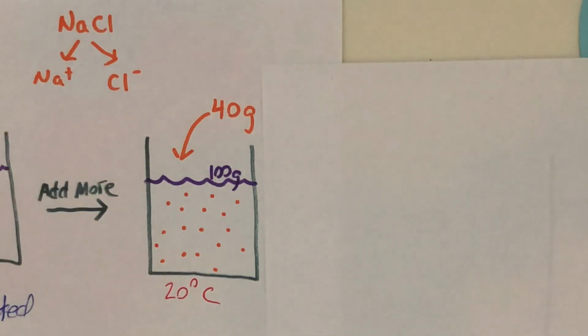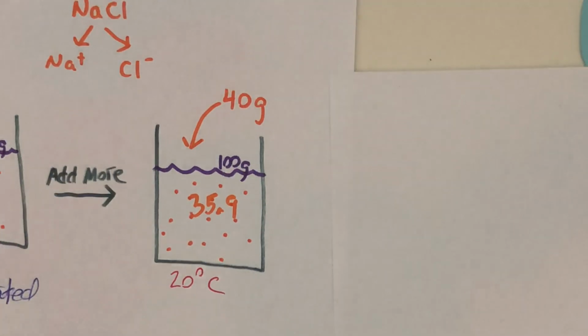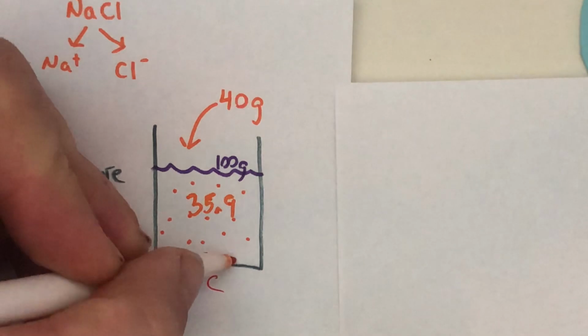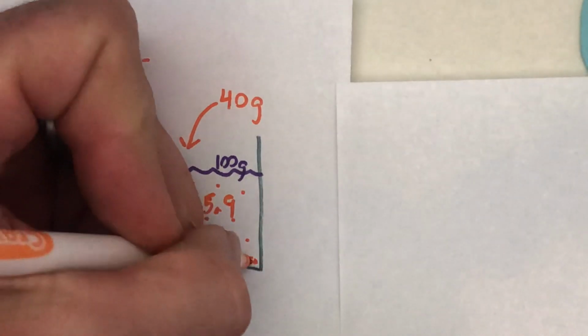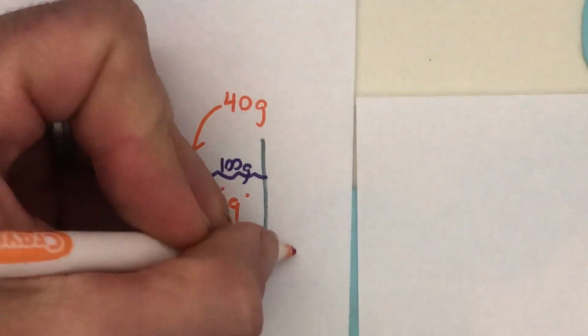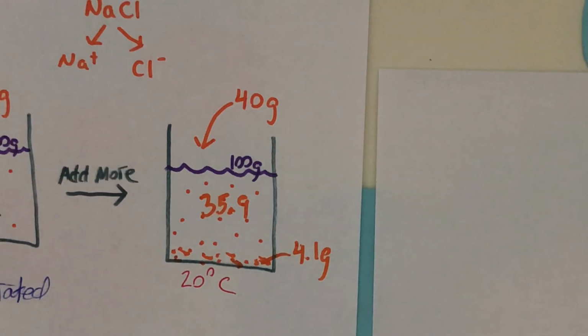We know that 35.9 grams of it will dissolve, but the rest of it's just going to sink down to the bottom. So that would be, what, 4.1 grams. 4.1 grams is sinking down to the bottom because only 35.9 grams can fit.